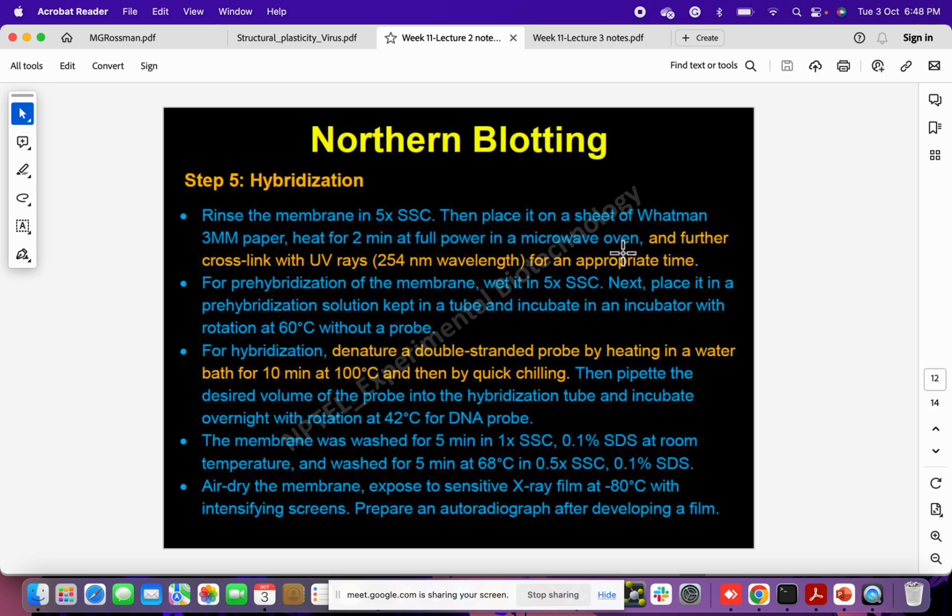Step 5, hybridization. Rinse the membrane in buffer and then place it on a sheet of Whatman paper, heat it for 2 minutes at full power and further cross-link with UV rays. Then pre-hybridize the membrane, wet in the buffer. Next, place it in the pre-hybridization solution. For hybridization, denature a double-stranded probe by heating in a water bath for 10 minutes at 100 degrees Celsius and then quick chilling. Then pipette the desired volume of the probe into the hybridization tube.